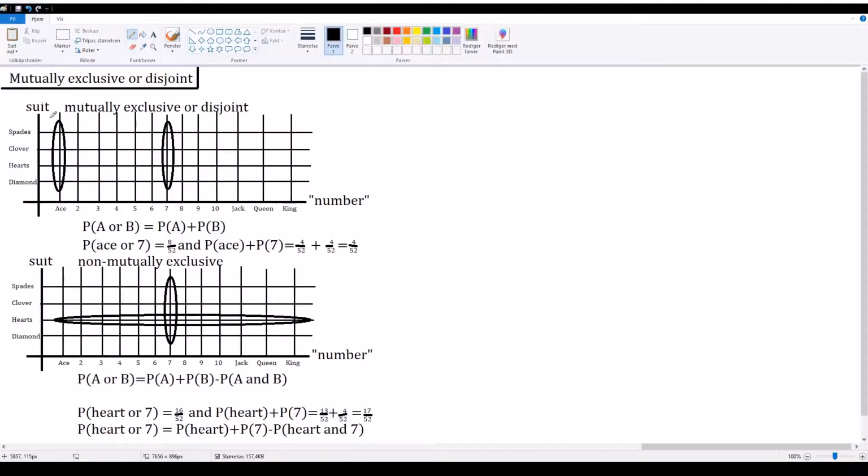Next we got mutually exclusive or disjoint probability, and that essentially means if 2 outcomes are mutually exclusive or non-mutually exclusive.